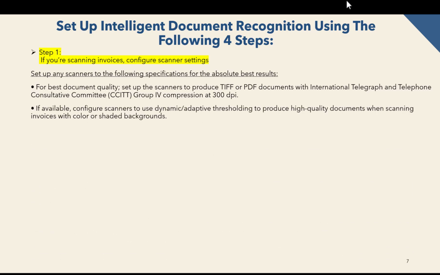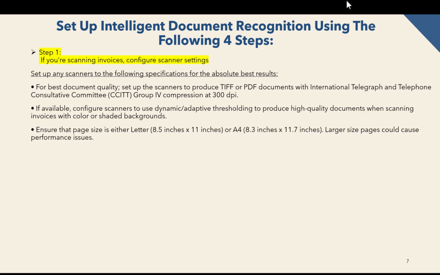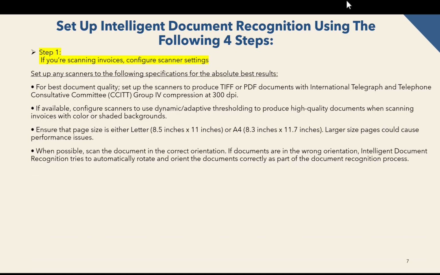If available, configure scanners to use dynamic adaptive thresholding to produce high quality documents when scanning invoices with color or shaded backgrounds. Ensure the page size is either letter, 8.5 by 11 inches, or A4. Larger page sizes could cause performance issues. When possible, scan the document in the correct orientation. If documents are in the wrong orientation, IDR tries to automatically rotate and orient the document correctly as part of the document recognition process.